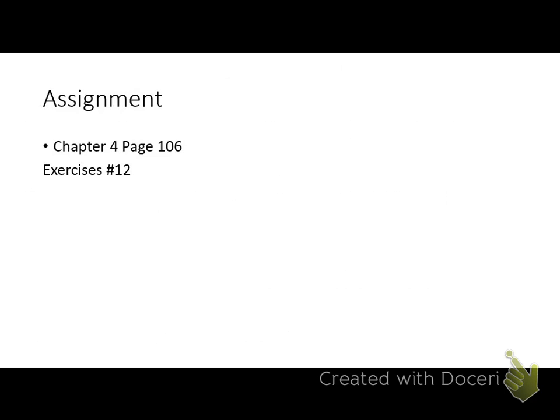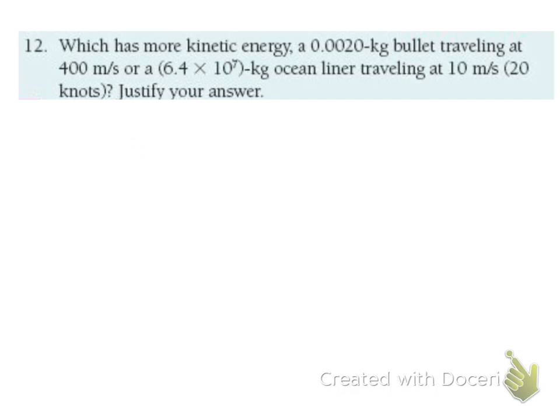All right. So this will be due on Friday. And I think I have a snapshot of this one. Exercise number 12, on page 106, chapter 4. And it looks like this. Okay, so here's the one that's due on Friday. Which has more kinetic energy? And it gives you a bullet. It gives you the mass of the bullet in kilograms, and it says how fast the bullet's traveling.